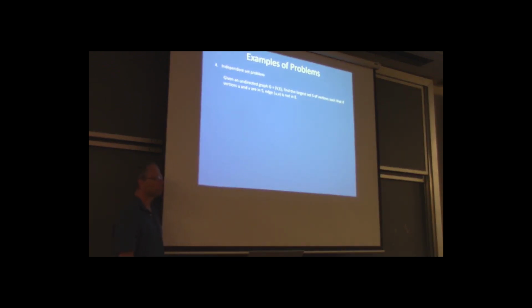Independent set problem. This is given an undirected graph G, find the largest set S of vertices such that, this is a little hard to, I don't even have a picture for it. We didn't discuss this problem earlier. Basically, you've got a graph G, and you're supposed to imagine you've got a bunch of edges between them.